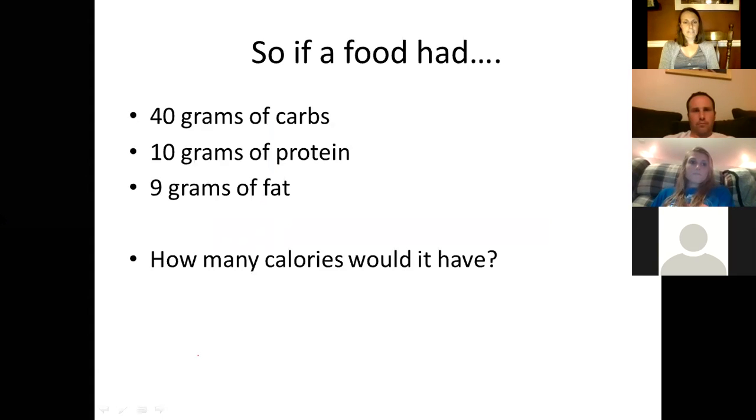All right, so time for you to do some math. We said that there are 4 calories per gram of carb, 4 calories per gram of protein, and 9 calories per gram of fat. Okay, so if that were the case, how many calories would this food have?